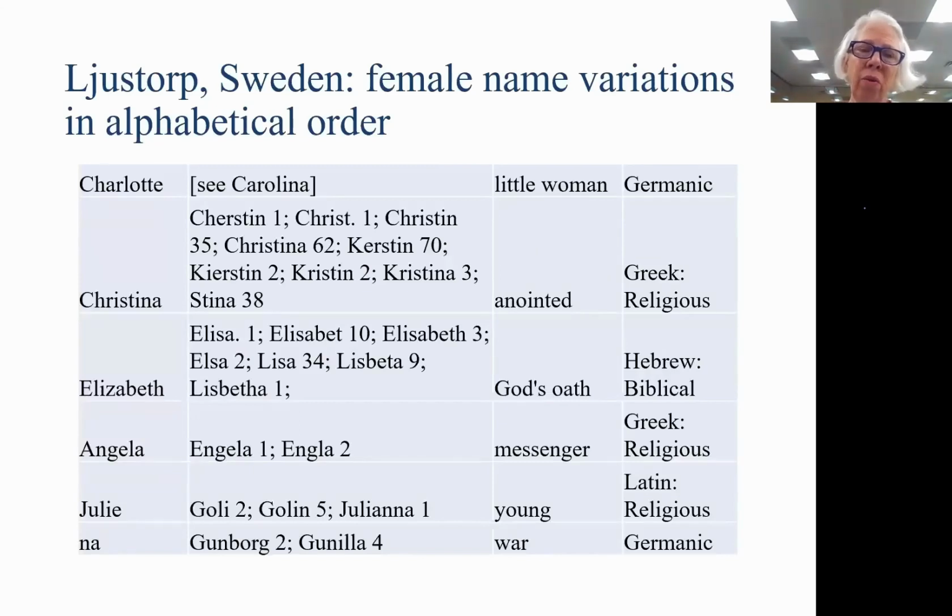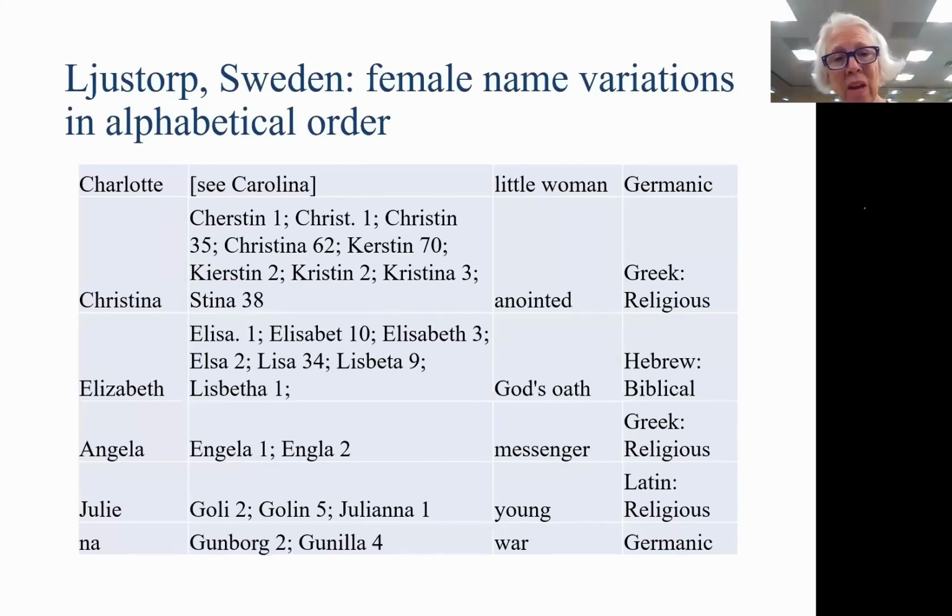Charlotte is another form of Carolina. Christina, look at all the different ways that Christina might show up. Kerstin, Christ, abbreviated. Christine, Christina, Kirsten or Shersten, Kristen or Christina with a K, and then Stina. And Stina's the sneaky one because the Christ part is not there. You just have the Stina part. And so you might not think that that's Christina, but it is.